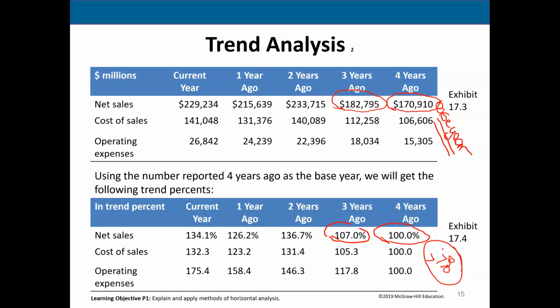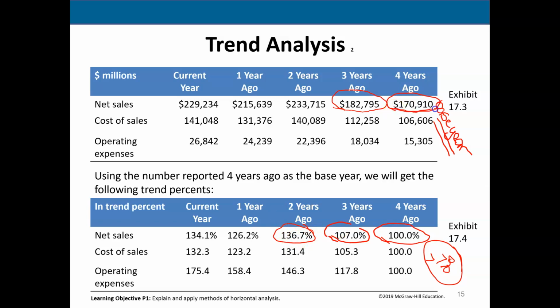But overall, it's 107% of the previous year. So this is the trend analysis. You can see it went from 107% to 136.7, which increased even more. And this is not 130, it's not 136.7 of the previous year. It is 136.7 of the base year.